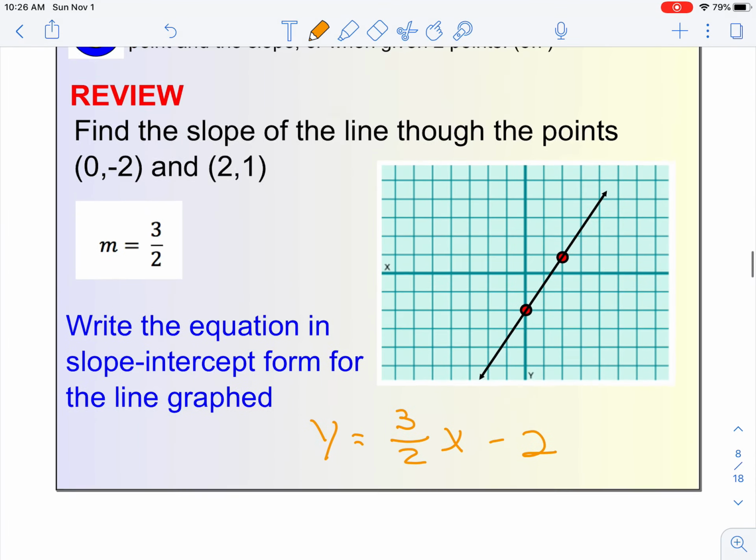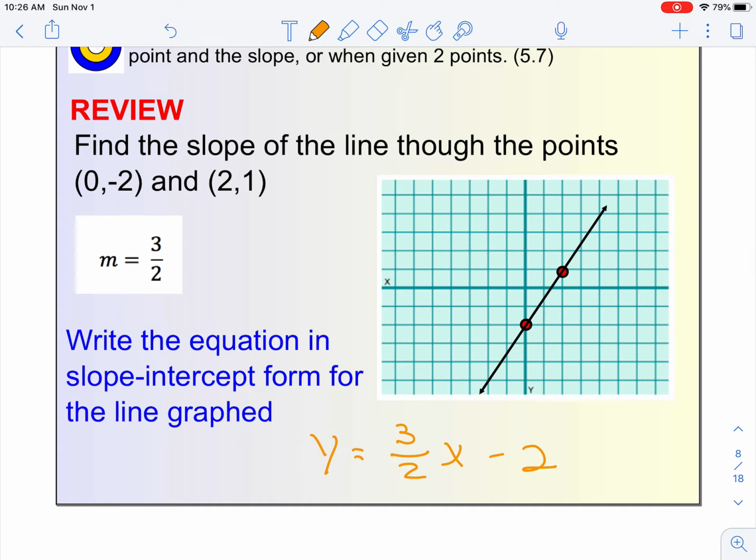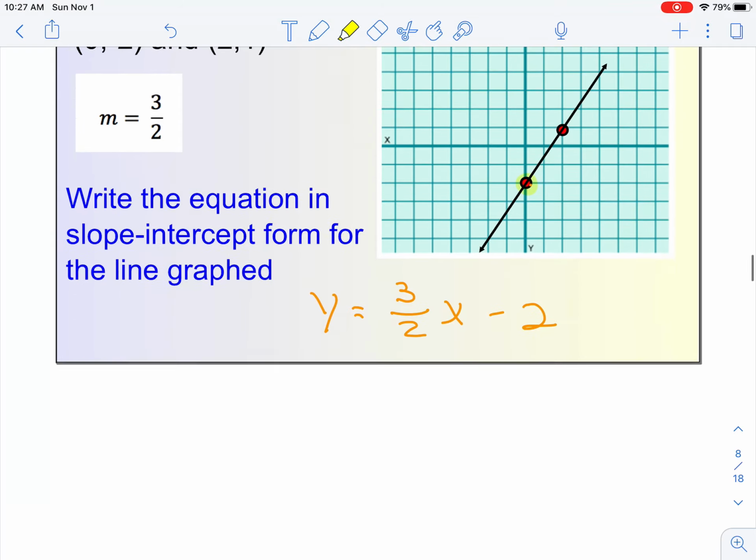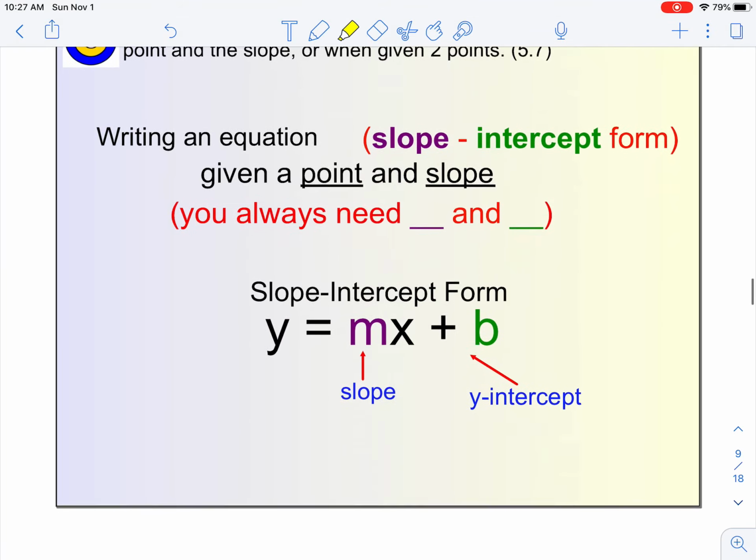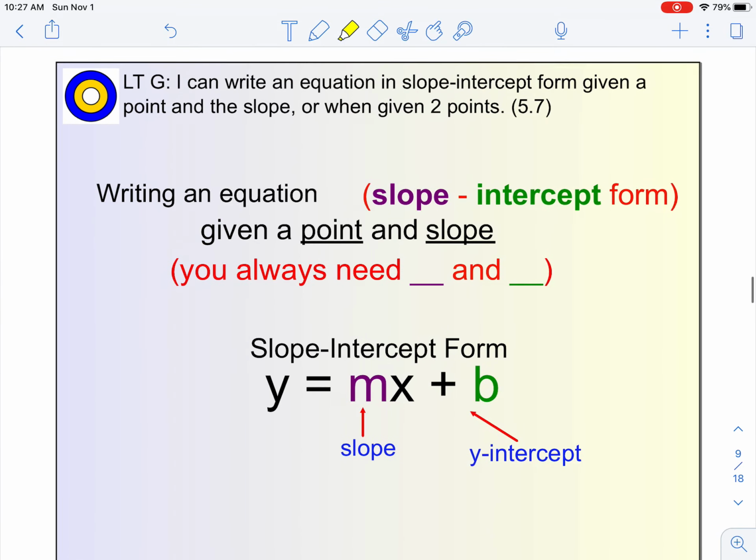There we go. All right, so what we're going to be doing today is we're going to be given 2 points like this, or the slope and one of the points, and we have to write an equation. Now we could always graph it and hope that we have that y-intercept, but there's another way to do it that I'm going to teach you. So when you write an equation in slope-intercept form, when you're given a point and a slope, you always need the m and the b. You always need the slope and you need the y-intercept to write the equation.